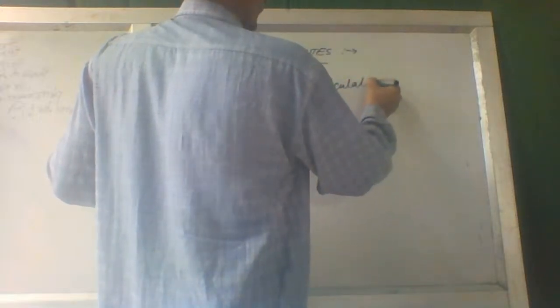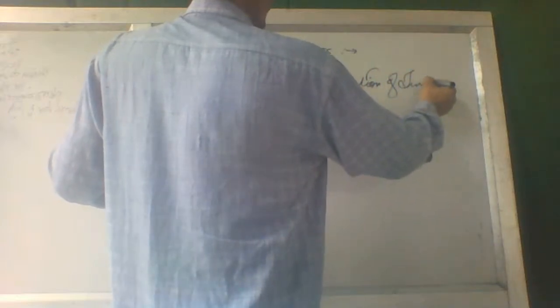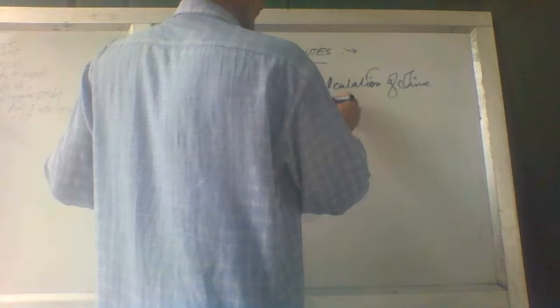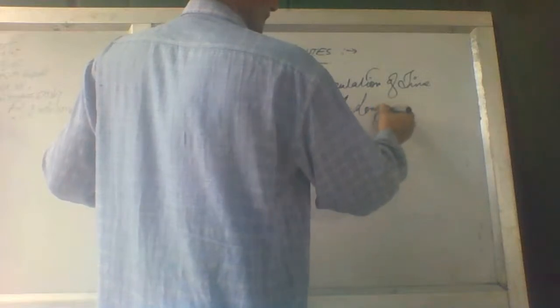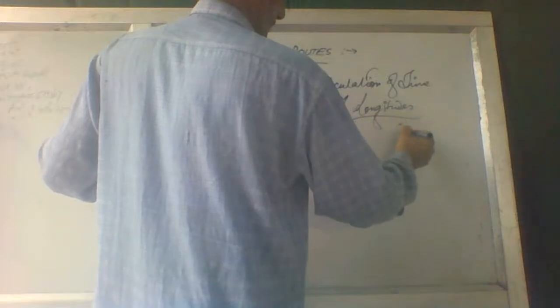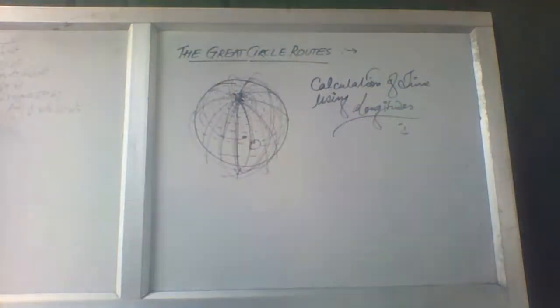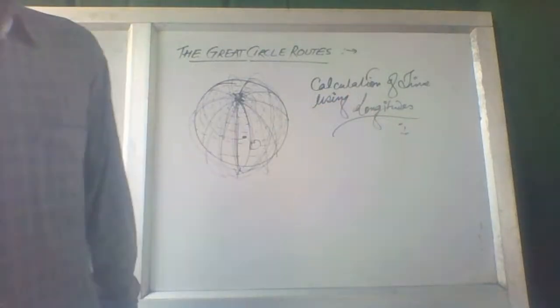Calculation of time using longitudes. How is it possible?